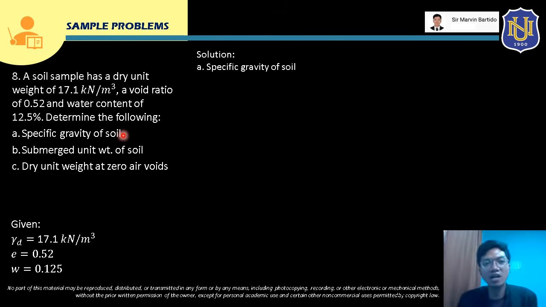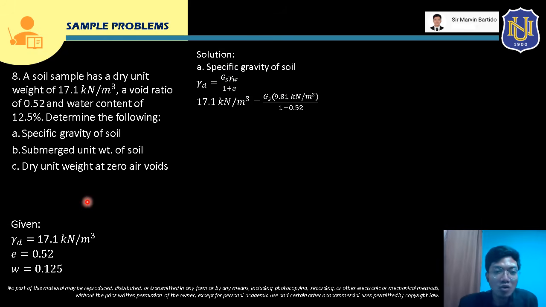So the specific gravity, where can we get that? We have gamma dry, and we have e. Actually, we can use the formula for gamma dry, which is G sub S times gamma water over 1 plus e, wherein the unknown we want to get is the specific gravity. So gamma dry is 17.1 kilonewton per meter cube, G sub S is the unknown, and gamma of water is constant, 9.81 kilonewton per meter cube, over 1 plus, e is 0.52.